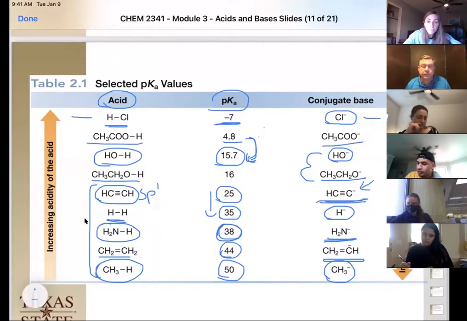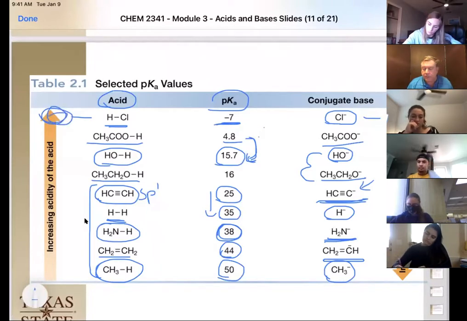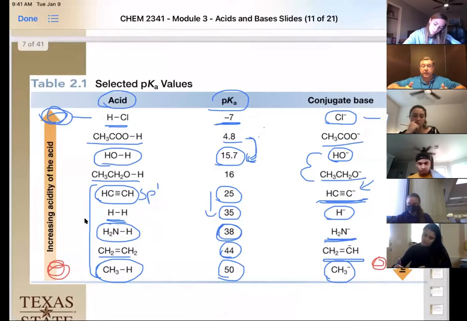Okay. So what we're looking for is this juxtaposition that a very strong acid becomes a very weak base, and a very weak acid becomes a very strong base. All right, questions on that? Okay. And this is all within the Bronsted-Lowry definition of acids, because we're transferring a proton.